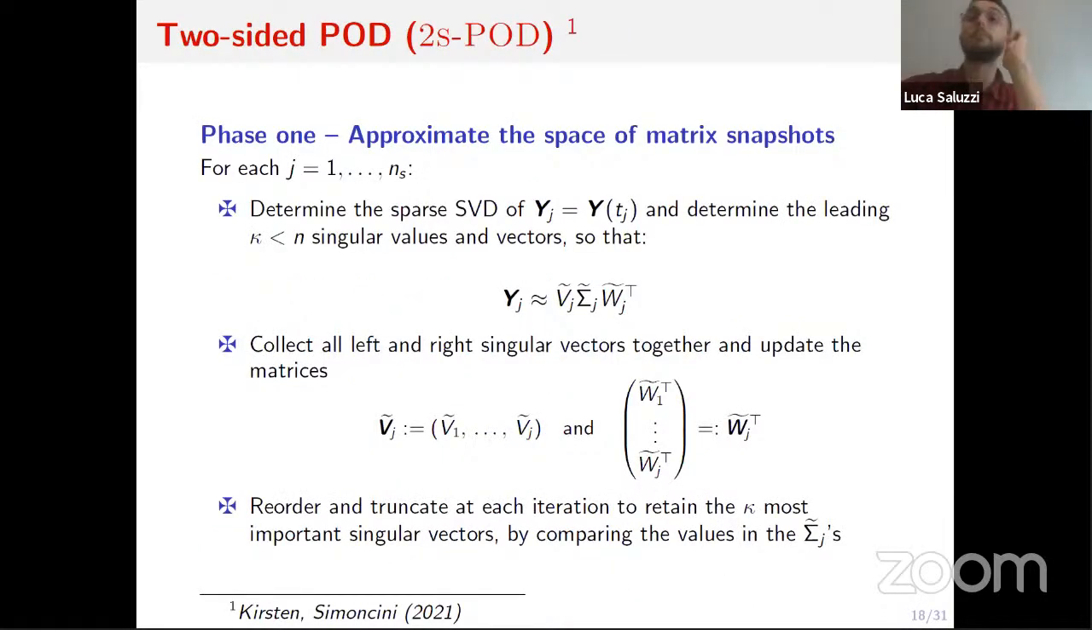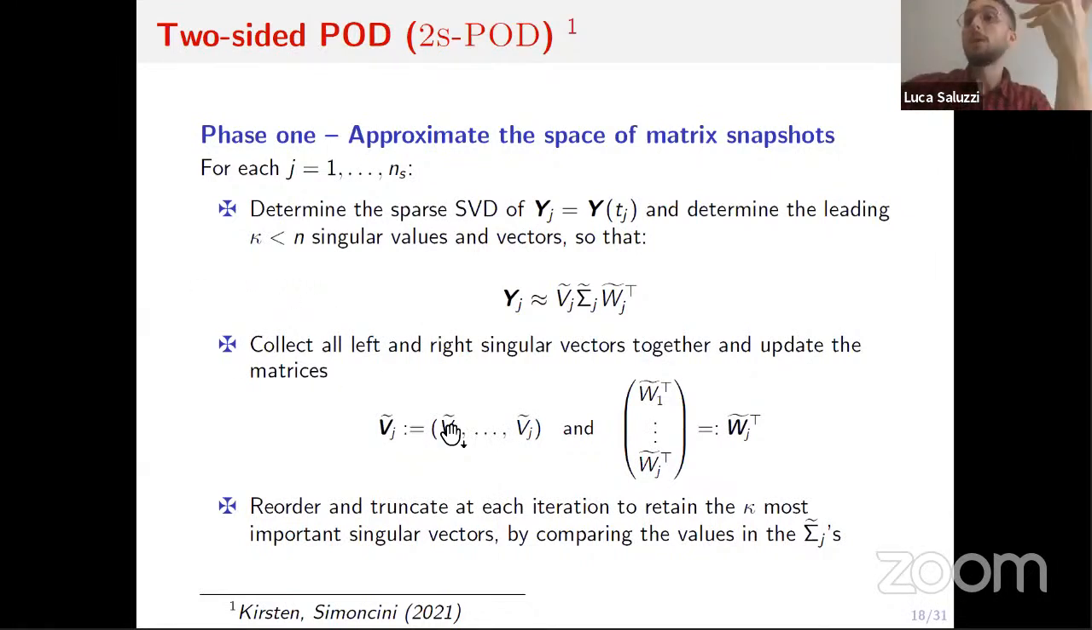Okay, let's see how it works, the so-called POD-time. This is based on a work by Kirsten and Simoncini, present on arXiv, and is organized in two phases. The first phase is the approximation of the matrix snapshots. Again, we have our snapshots, the solution at given time instances. For each Yj, which is a matrix, we compute the sparse SVD. And we truncate: we fix a k chosen a priori, just to have an a priori estimate on the length of the vectors that we want to store. Each snapshot is then approximated by a reduced singular value decomposition. So we collect the left singular vectors, the right singular vectors, and in a vector we store the singular values.